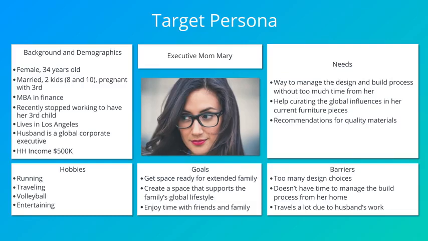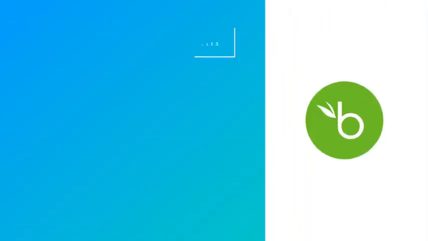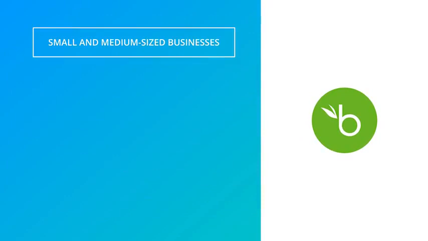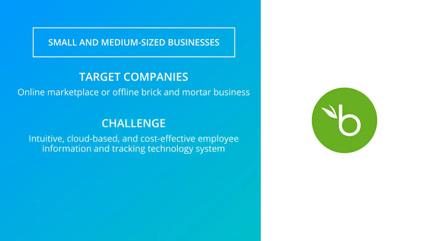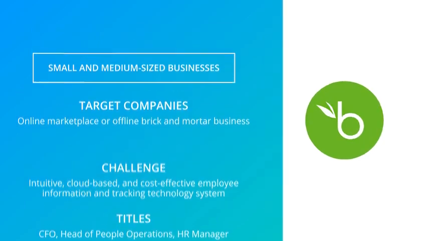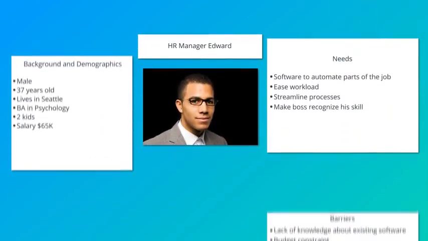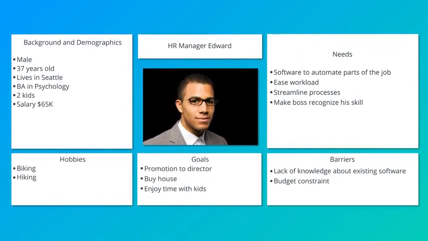For our Bamboo HR company example, let's go back to the format we used to build personas in the first course. Target companies for Bamboo HR are small or medium-sized businesses that could be an online marketplace or an offline brick-and-mortar business that's having trouble finding a simple, cloud-based, cost-effective employee information and tracking technology system. This is of interest to either a CFO, a head of people operations, or an HR manager at a company. Let's assume in our case that our persona is an HR manager and his name is Edward.